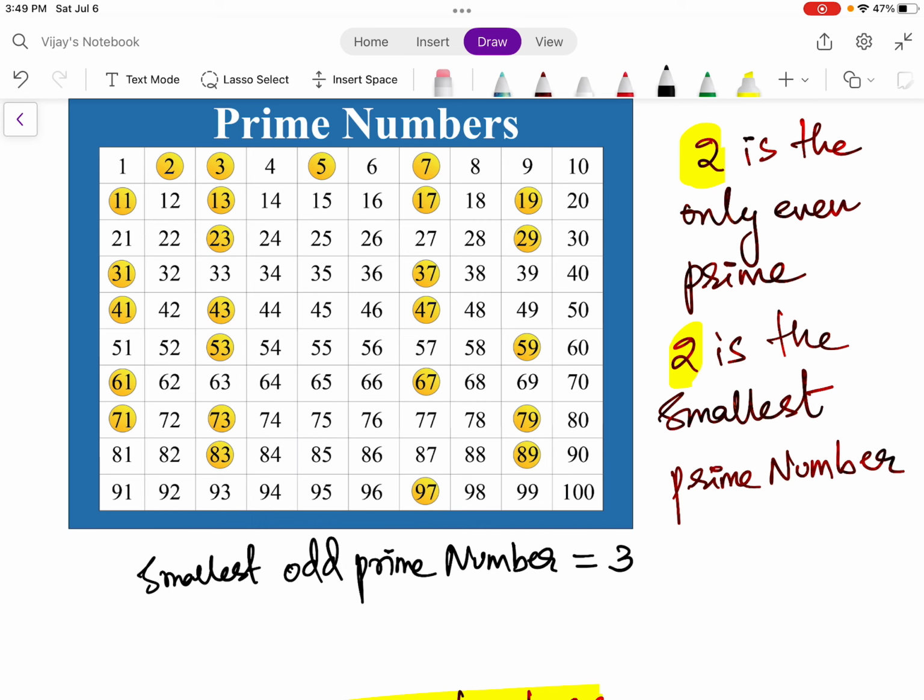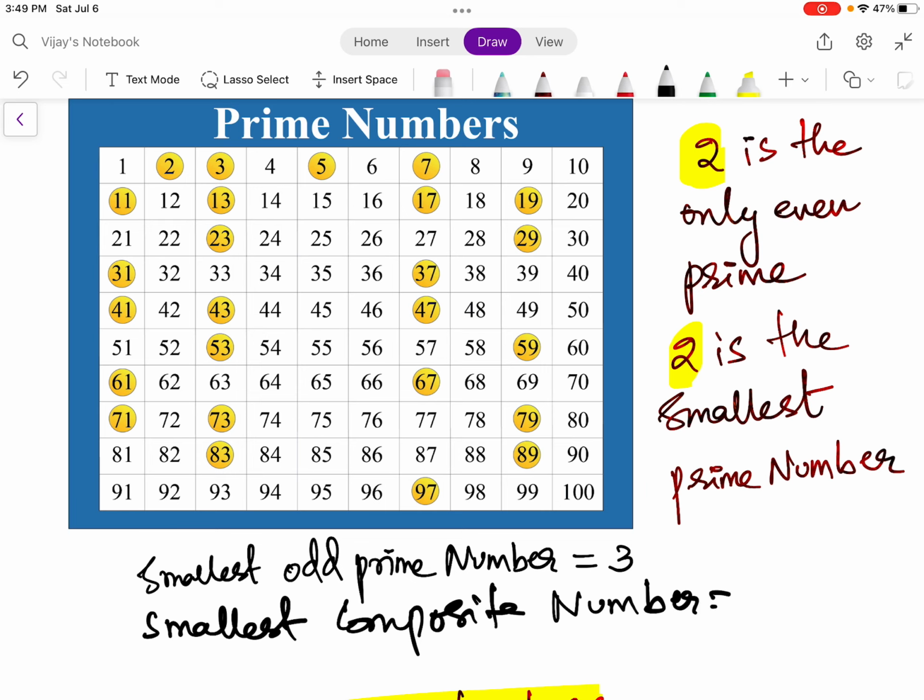And if anyone asks you the smallest composite number: 1 is neither prime nor composite, and 2, 3 are prime numbers. So what is the first composite number in the first 100 natural numbers? It is 4. So the smallest composite number is 4.